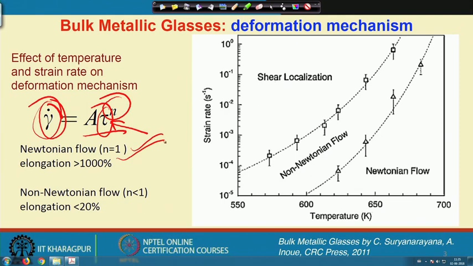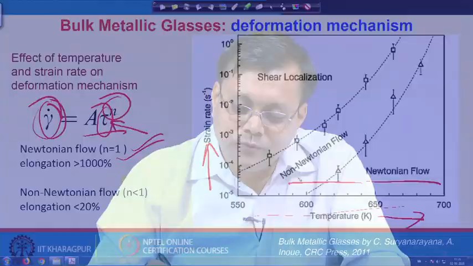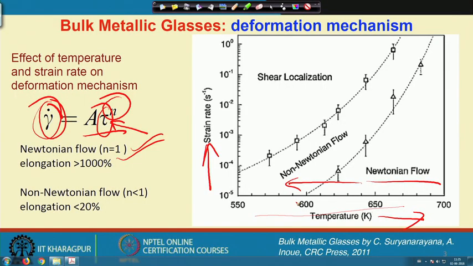And if we look at the same in a plot, it also explains the same feature, that if we keep on increasing the temperature, then definitely we reach a Newtonian flow, where very large plastic deformation can be achieved. However, if the temperature goes down, then a non-Newtonian type of flow is activated.